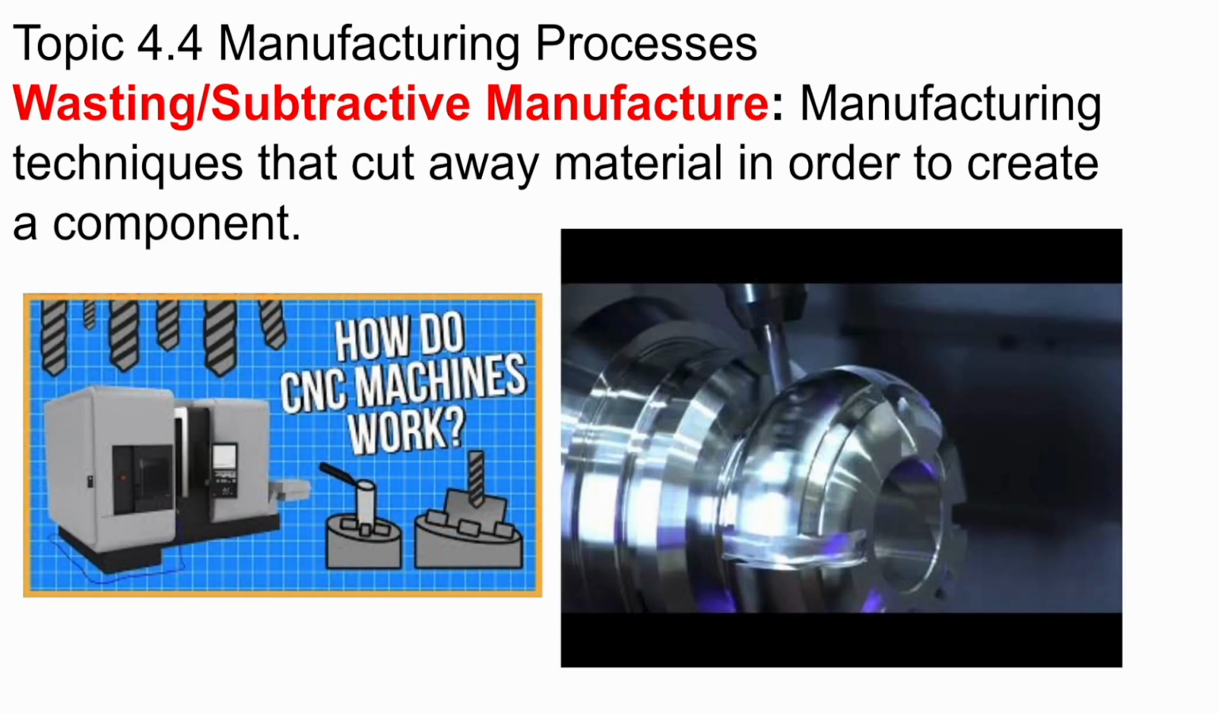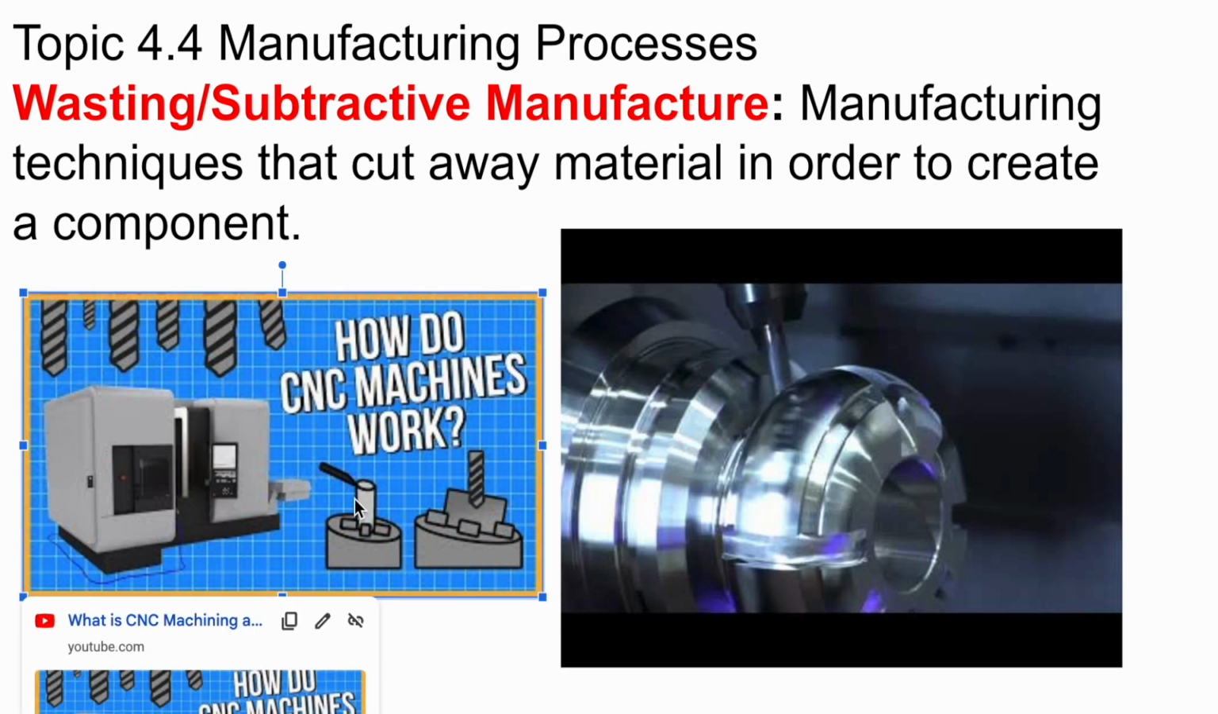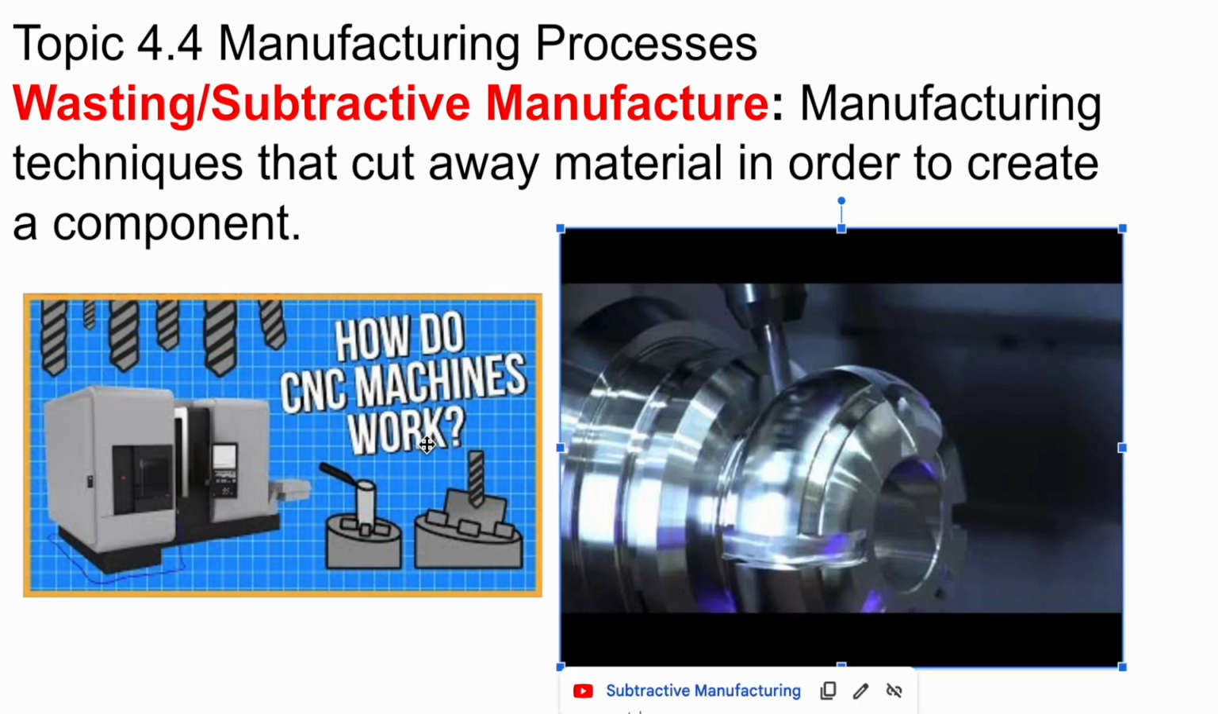This section deals a lot with the other type of manufacturing, which is wasting or subtractive manufacturing. I'll just call it subtractive manufacturing because that's normally what we call it. So manufacturing techniques that cut away materials in order to create a component are subtractive manufacturing. So this is things like CNC routing or milling. You can watch these two videos right here and they're going to show you those different types of manufacturing techniques. So this is milling and this is CNC routing.